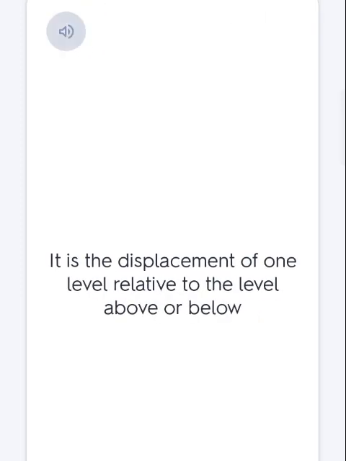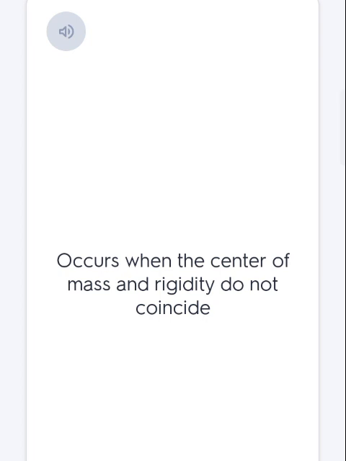Story drift. It is the displacement of one level relative to the level above or below. Torsional shear stress. Occurs when the center of mass and rigidity do not coincide.